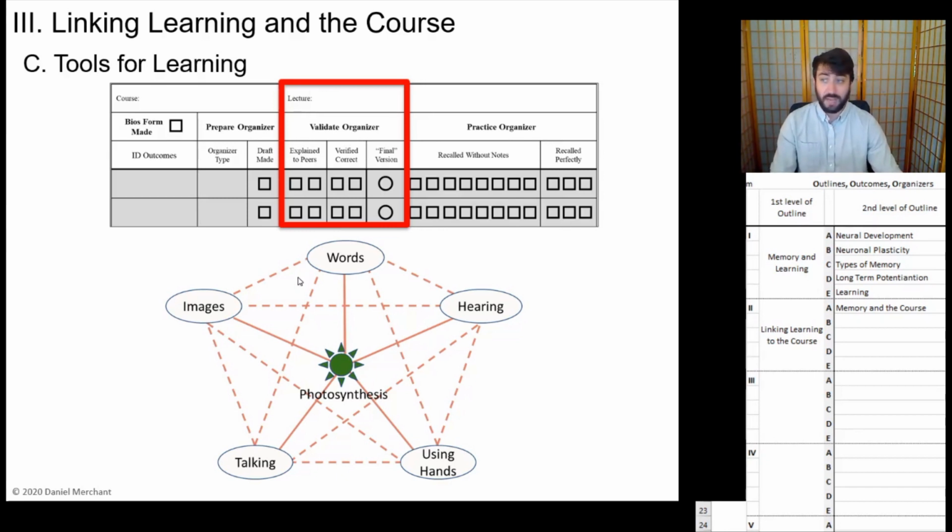So this process of validating the organizer is a very active process. You want to be talking with people, you want to be drawing it, you want to be redrawing it, you want to be referring to your notes, going back and forth. All of that's very important and very effective learning.